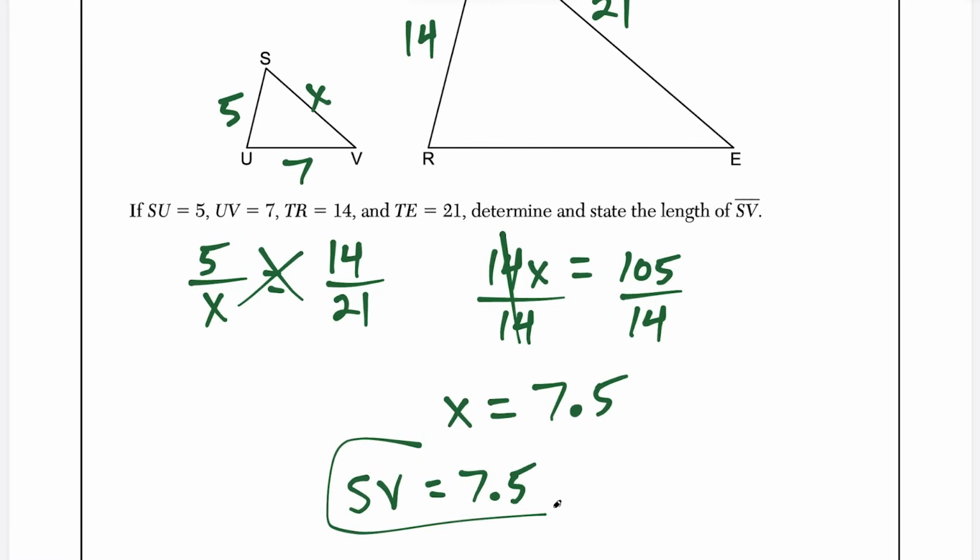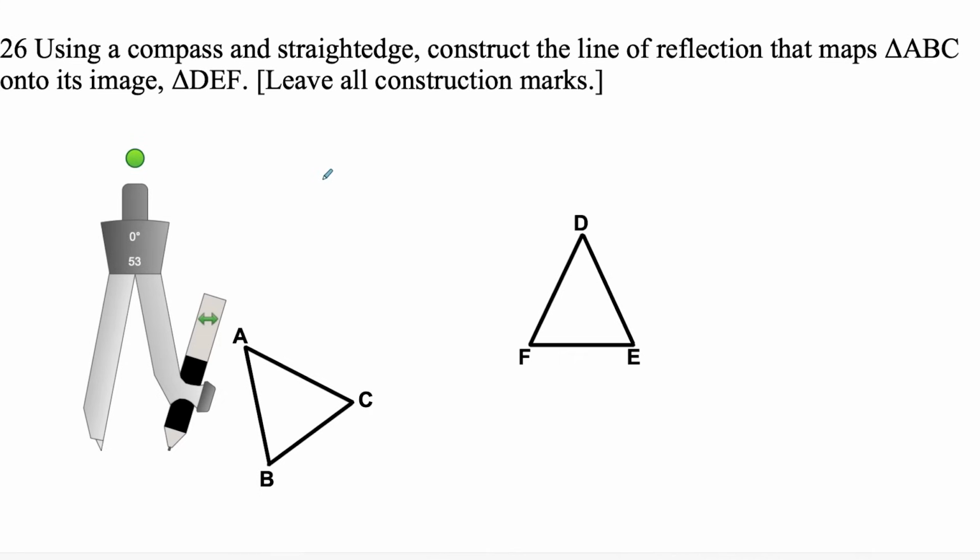And here's our solution. Question 26, using a compass and straight edge, construct a line of reflection that maps triangle ABC onto its image triangle DEF. And we have to leave all construction marks. So for this one here, if we're constructing a line of reflection, let's say I'm focusing on point C and point F. F is the image of point C after that reflection.